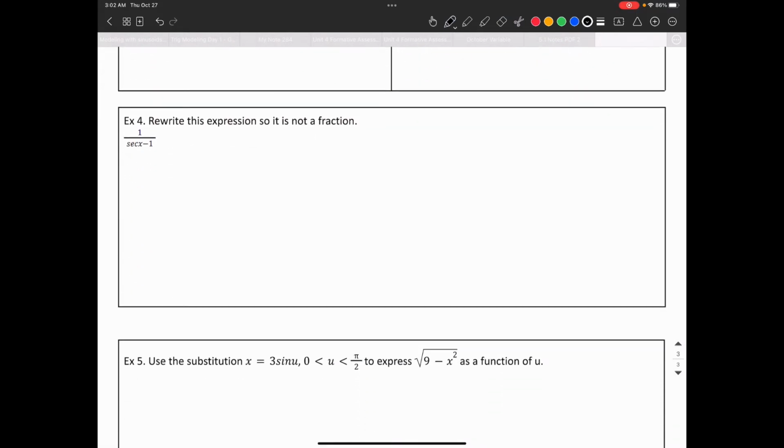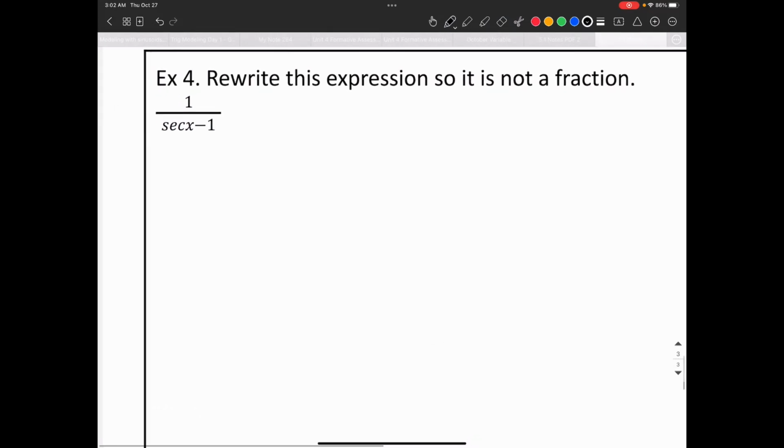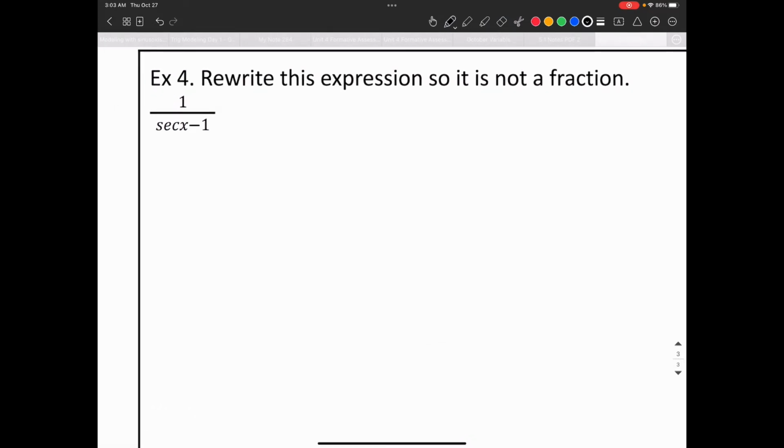I want to rewrite this expression so it's not a fraction. A strategy like we talked about in rewriting trig expressions that we haven't used so far is multiplying by the conjugate, sometimes of the base, sometimes that will help. So I'm going to try to do that here. I'm going to multiply by the conjugate of the base, which is secant of x plus 1.